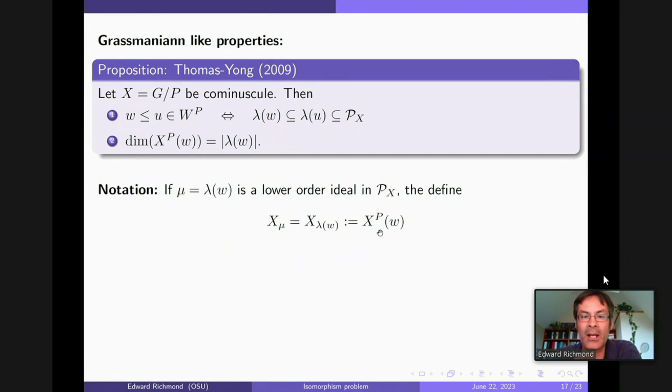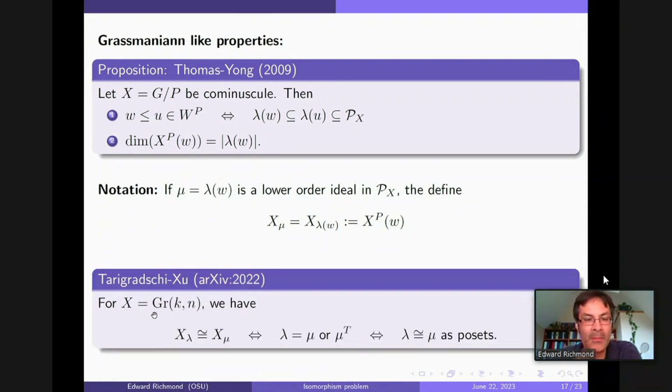Notation: from here on out, we're going to index by these lower order ideals. I might just call them partitions, even though they're not technically partitions in other types. So we're going to be using this like X mu.